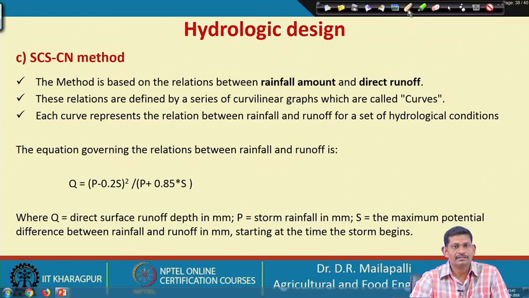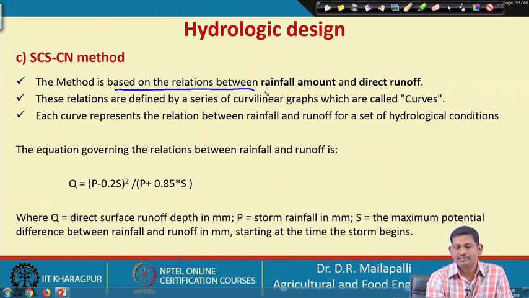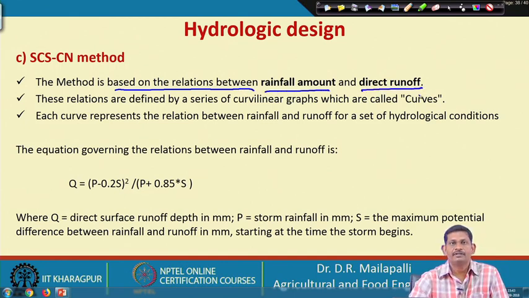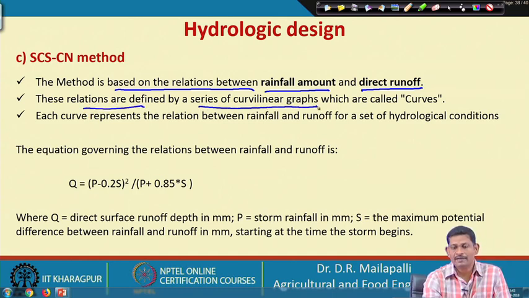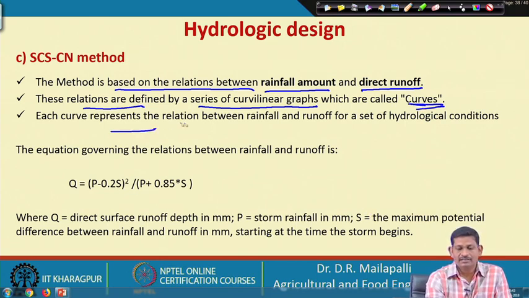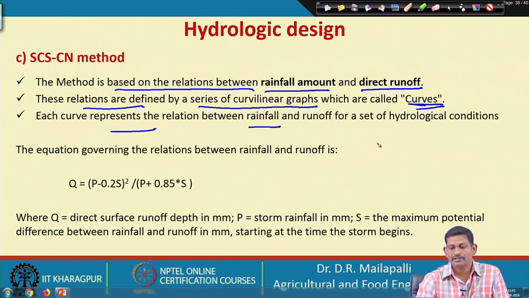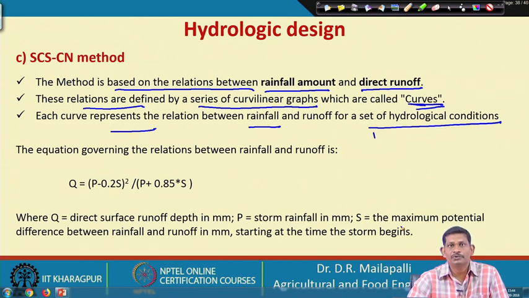The next is the SCS CN method, that is the Soil Conservation Service curve number method. The method is based on the relationship between rainfall amount and direct runoff. The relationships are defined in a series of curvilinear graphs, which are called curves. Each curve represents the relationship between rainfall and runoff for a set of hydrological conditions. We have seen the hydrological conditions. There are 4 groups depending on the soil: soil group A, B, C, D. Soil group A is more porous and you get more infiltration compared to soil group D.